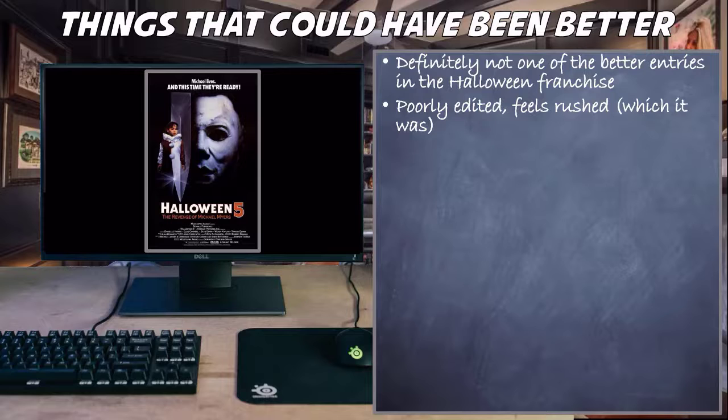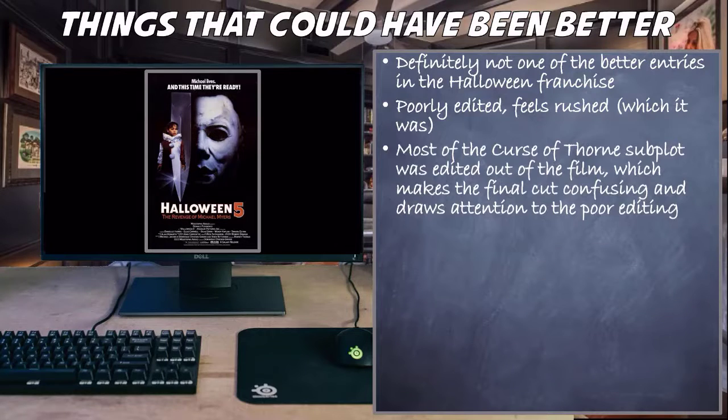You notice that this film came out a year after Halloween 4. It is kind of tough to throw a movie together and do it that quickly if you weren't already planning to do it. So it feels poorly edited and rushed because it was. Most of the Curse of Thorn subplot, which I mentioned a moment ago, was edited out of the film, which makes the final cut of the film confusing and draws attention to the poor editing.